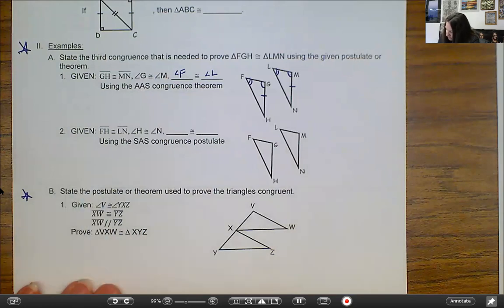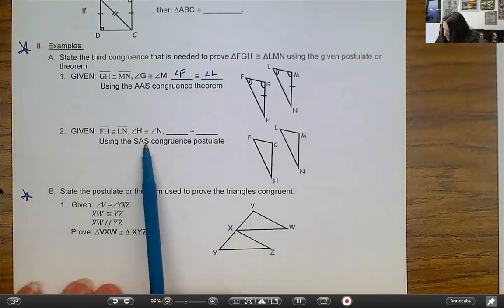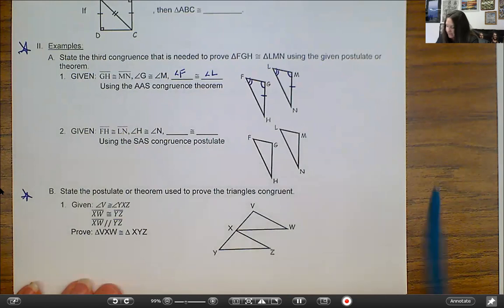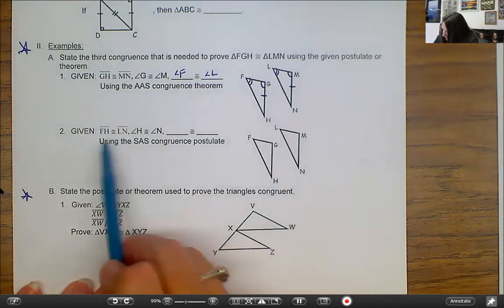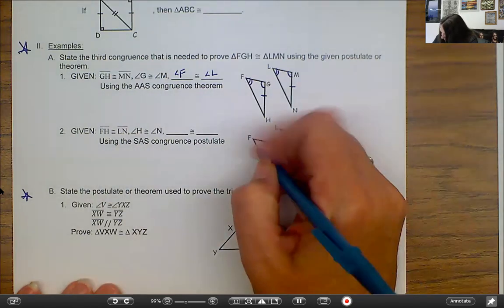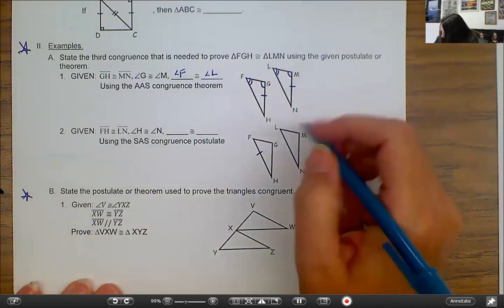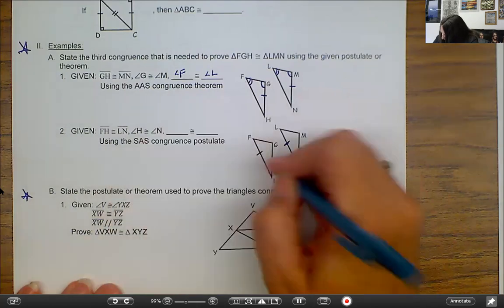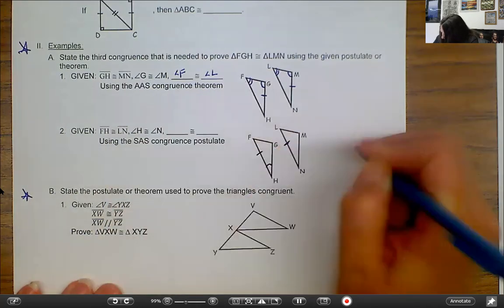Okay, and number 2, we want to change this. We want to use the side angle side scenario. So I know I need 2 sets of sides with an included angle. So let's go ahead and mark what was given to us on this diagram and try to test that out. So FH is located here and side LN. Those are congruent. Then we have angle H here with angle N.